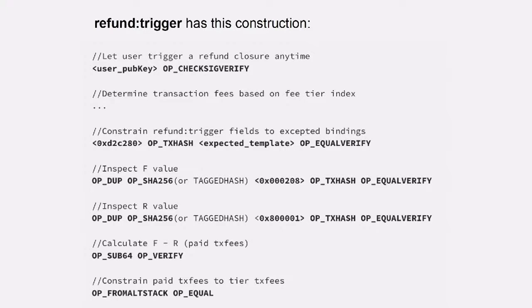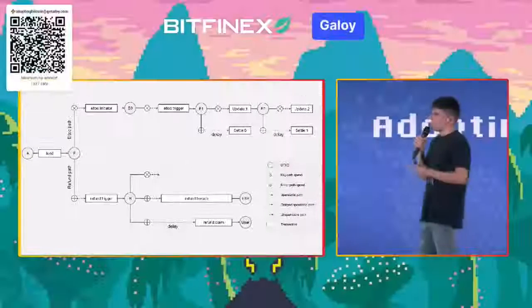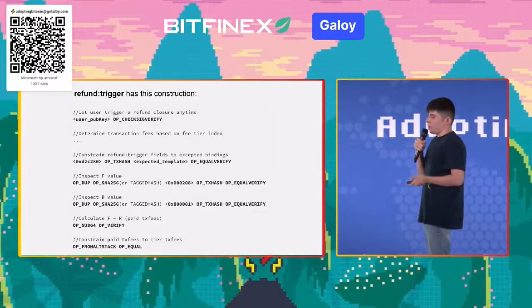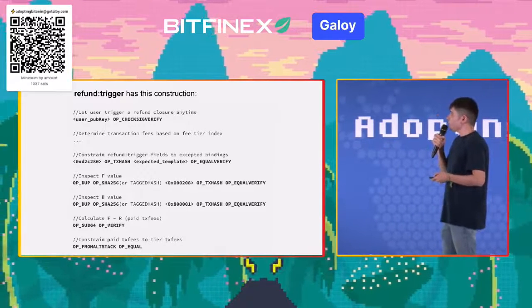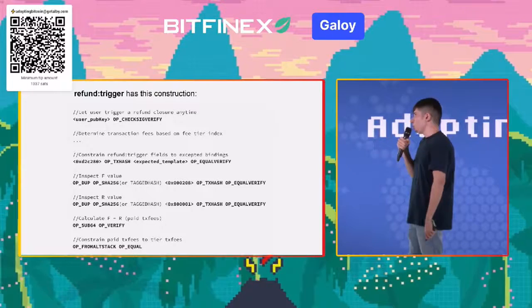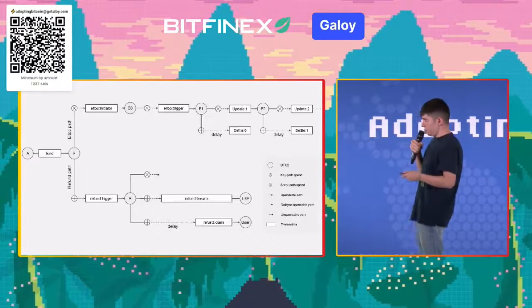In the third line, we constrain transaction fields to certain fields because we want refund trigger to be deterministic. So we only want to allow F and R. We only want to spend from F and fund R. We don't want to allow any fee supplier inputs or any other outputs, to make the transaction ID deterministic. And I'll explain why we want to make it deterministic. And then we can inspect the F value and R value again with TXHASH, or OP_TX, the OP_TX approach is better. And we can calculate the difference, which gives us the transaction fees.